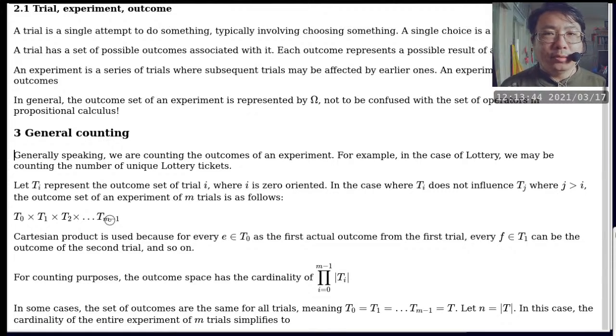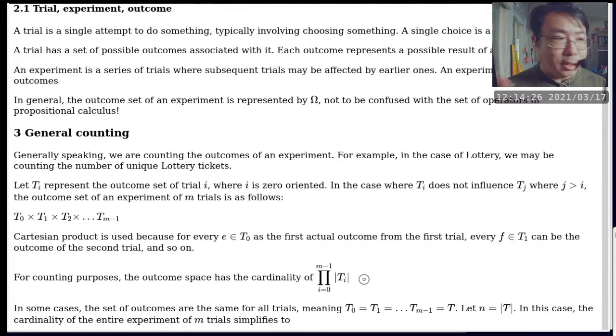Well, this is applicable only when T1 is fixed, and T2 is fixed, regardless of the actual outcome from the first 2 trials and so on. If that requirement is met, then the cardinality that we are dealing with is really just a product of all of these things. It's an actual arithmetic product of the cardinality of each one of the T sets. Is that making any sense so far?